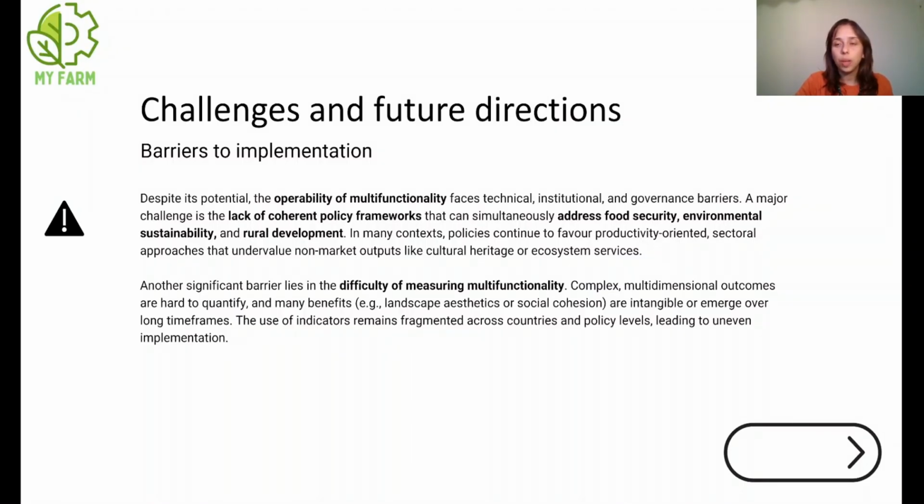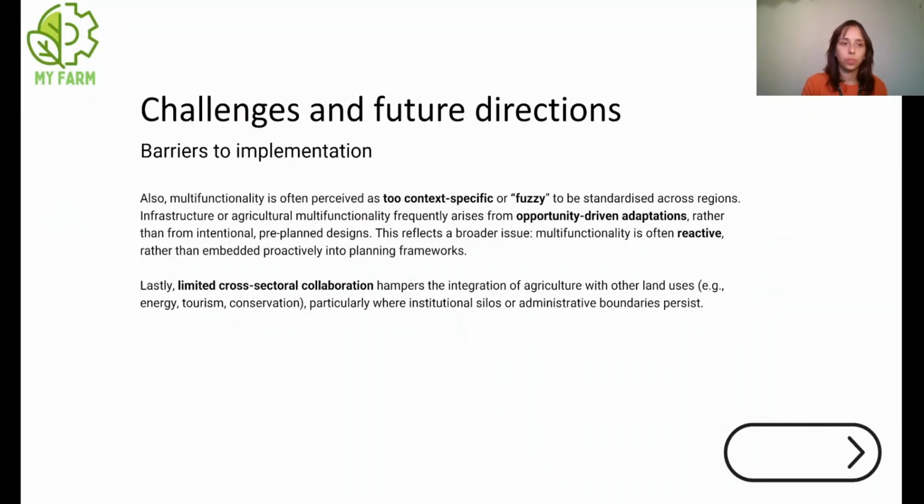Then again, regarding barriers to implementation of multifunctional agriculture. Another significant barrier lies in the difficulty of measuring multifunctionality. Complex multidimensional outcomes are hard to quantify, and many benefits, for instance, landscape aesthetics or social cohesion, are intangible or emerge over long time frames. The use of indicators remains fragmented across countries and policy levels, leading to uneven implementation. Also, multifunctionality is often perceived as too context-specific or fuzzy to be standardized across regions.